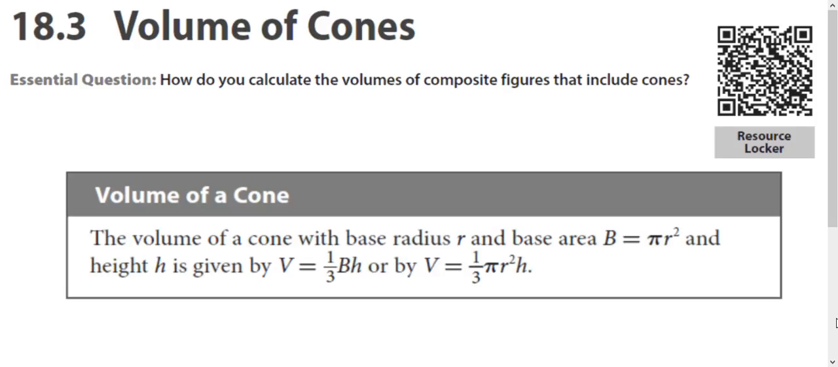Cones, jumping right into them, because it's really the exact same thing. It's still 1/3 base times height. So if you had a cone-shaped cup and a cylinder-shaped cup, the only difference is the 1/3 in the formula, if they had the same dimensions.